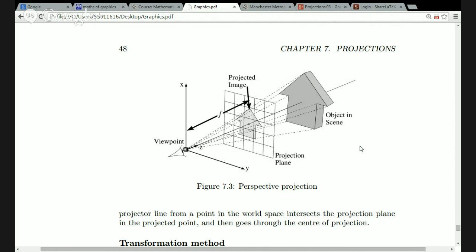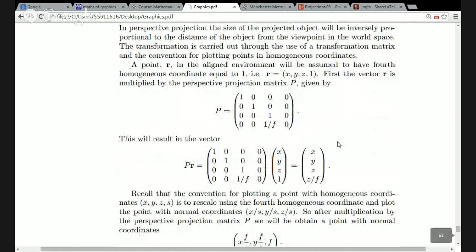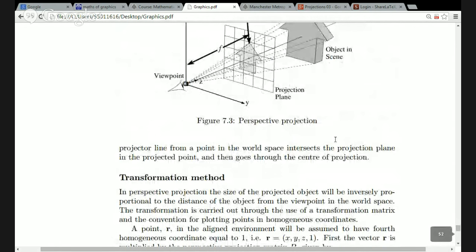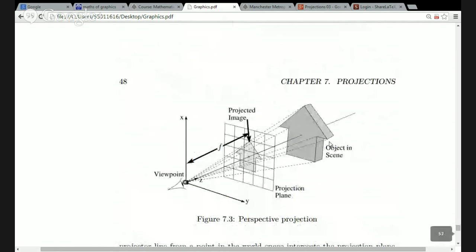Okay, it's where the projection plane is on the z-axis. Then we discussed last time how we actually implement this, how we actually calculate it. So given the setup, and given the three-dimensional or four-dimensional homogeneous coordinates of all the points in the environment, how ultimately are you going to calculate these points on the projection plane?